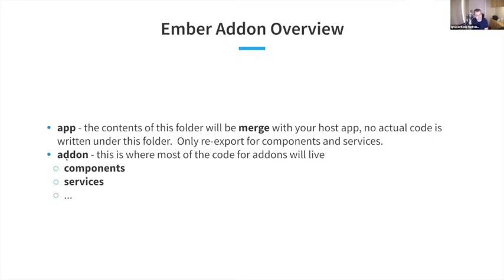But then you have your add-on folder. That add-on folder is kind of private. Well, it's kind of visible, it depends. Normally, in your add-on folder you put all your components, all your real code will be there. What you put in the app folder is just a re-export. You import from your add-on folder and you re-export it there, so you have visibility in your app.